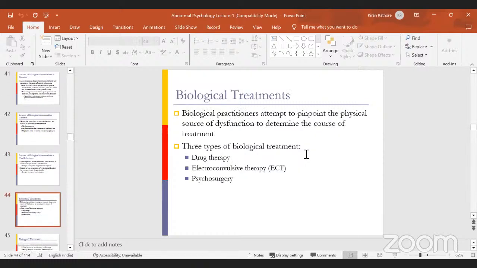Then what are the types of treatments? Usually drug therapy, as I told you. Under the medical or biological model, treatment typically uses antipsychotic medicine, anti-anxiety medicine, depending upon whichever type of illness the person is suffering from; the person is prescribed that type of drug. In severe cases, sometimes electroconvulsive therapy, that is ECT, is used. And if a person is drug resistant and ECT is not working, then psychosurgery is the last option.